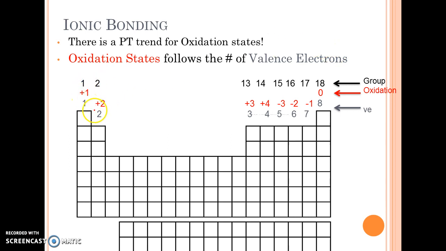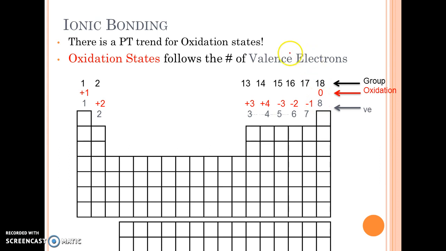Alright, if you have your periodic table out, which you should, pause this video immediately and write down how many valence electrons each group has, which is here in blue, and the oxidation state for each one of these groups. Alright, so pause the video and write these down at the top of your periodic table.